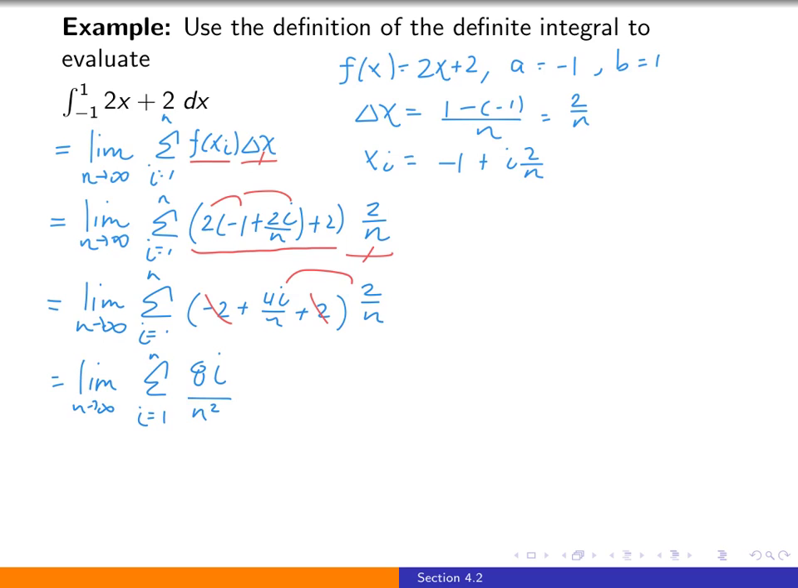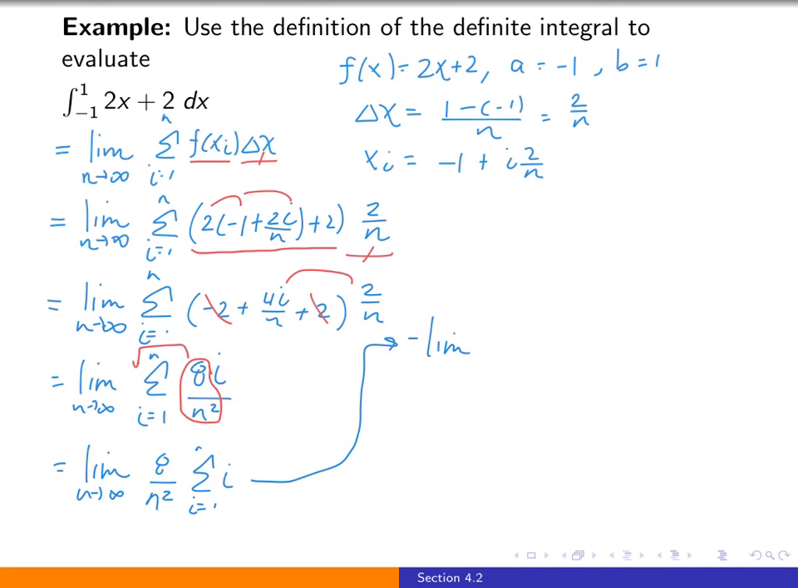And just as we've seen in the previous example, we plug all this information in, we simplify as much as we can, and then we start pulling out constants. So this 8 over n squared is a constant with respect to i. So this is the limit as n approaches infinity of 8 over n squared, and I'm left with the sum from i equals 1 to n of i. And once we've pulled out constants, those remaining sums should be things we can evaluate with our special sum formula. So writing down our special sum formula, the sum from i equals 1 to n of i is n times n plus 1 over 2.